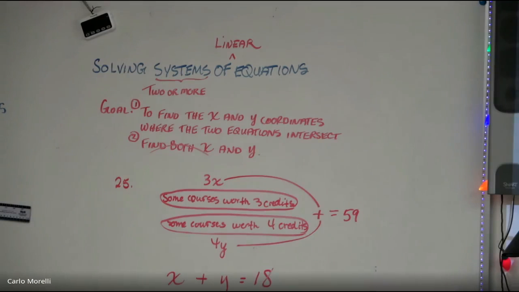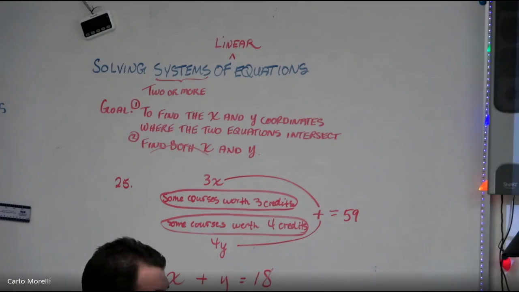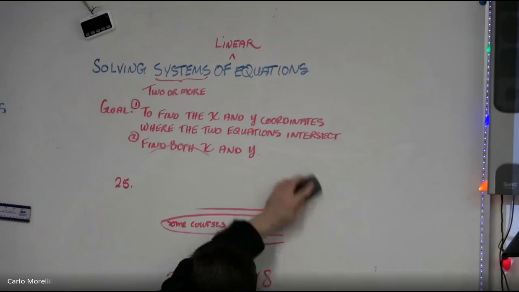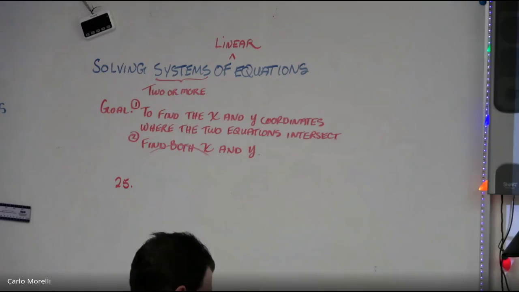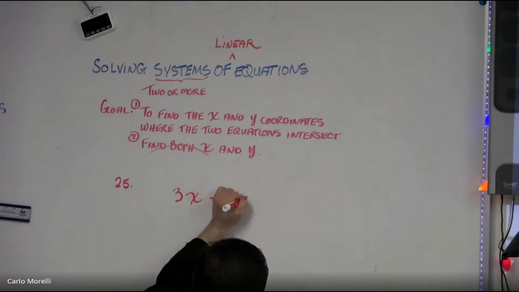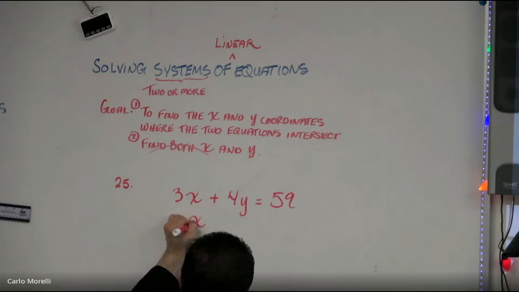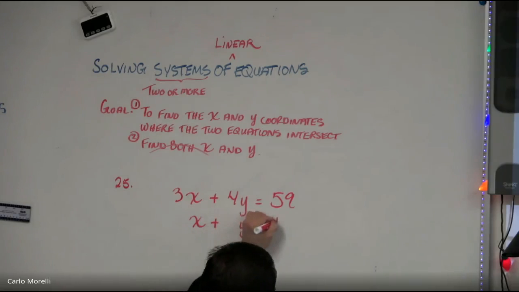So now we have two equations. 3x plus 4y equals 59. X plus y equals 18. Okay? Can I erase this part here? So remember that, 3x plus 4y equals 59, x plus y equals 18. You need to write this down.